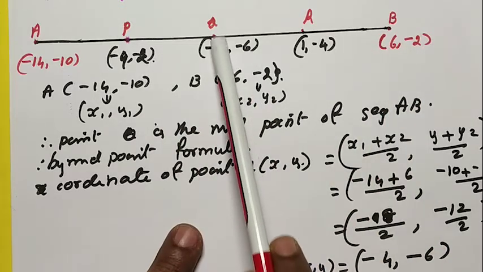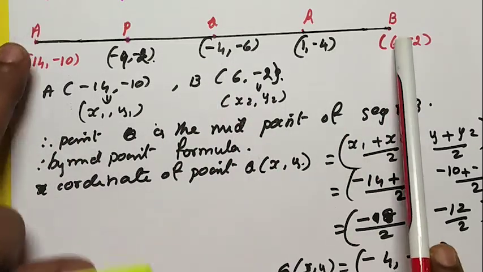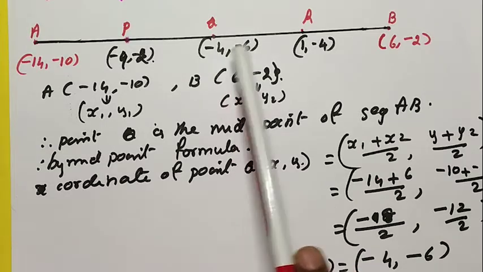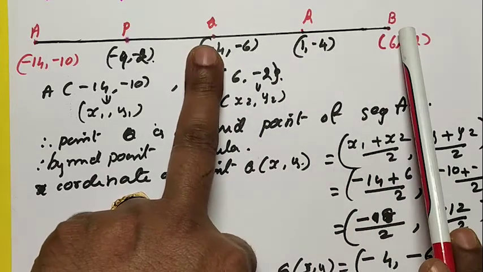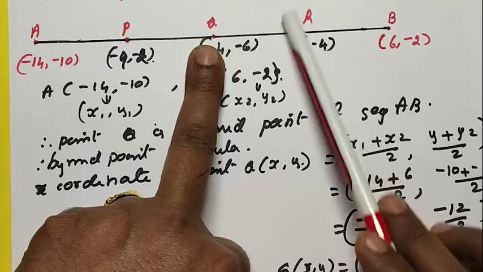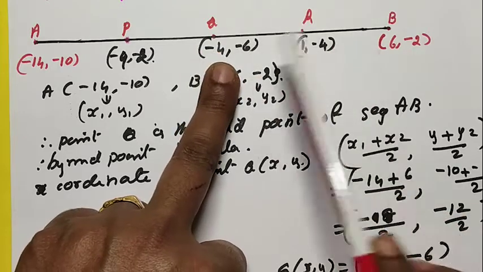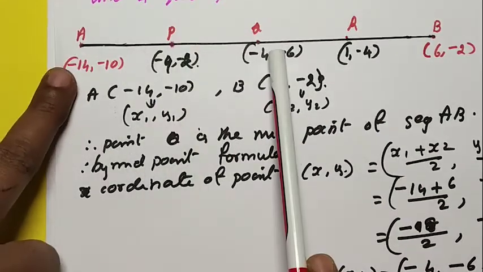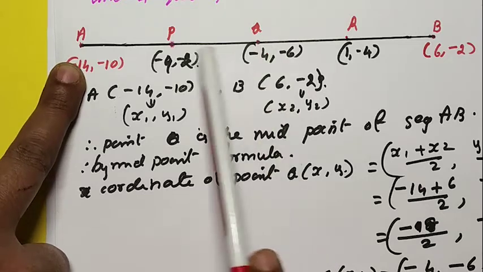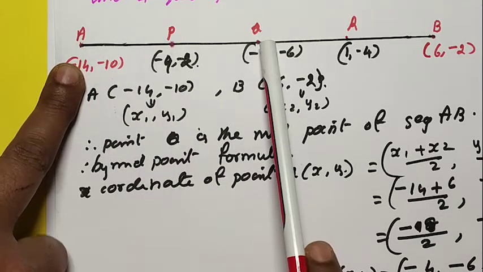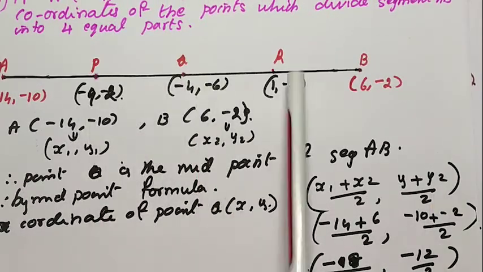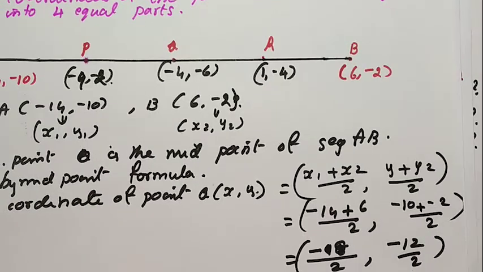Therefore, we can say Q is the midpoint of A and B. So, we can find the coordinate of Q by the midpoint formula. Then we know R is the midpoint of Q and B. The coordinate of R we can find by using the midpoint formula. And the coordinate of P by finding the midpoint of the points A and Q. Therefore, we get the coordinates of the points P, Q and R which divide the segment into 4 equal parts.